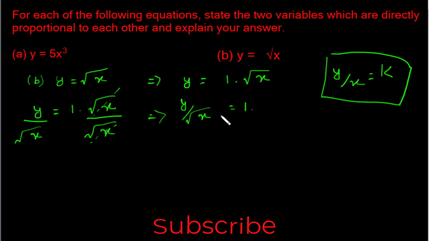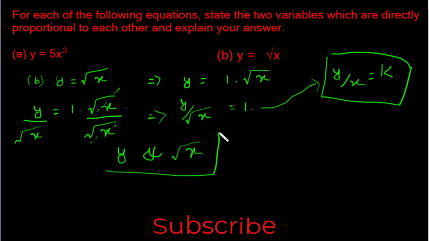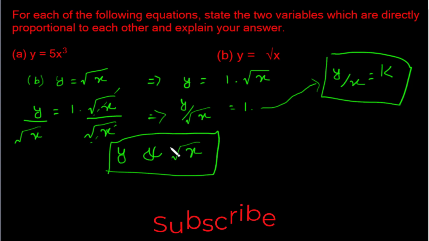Now, if you look at this, this equation is of the form y by x is equal to k, where here k is equal to 1. So here we can say that y and square root of x are the two variables which are directly proportional to each other. So these two are the variables. I hope you have a firm concept of this.